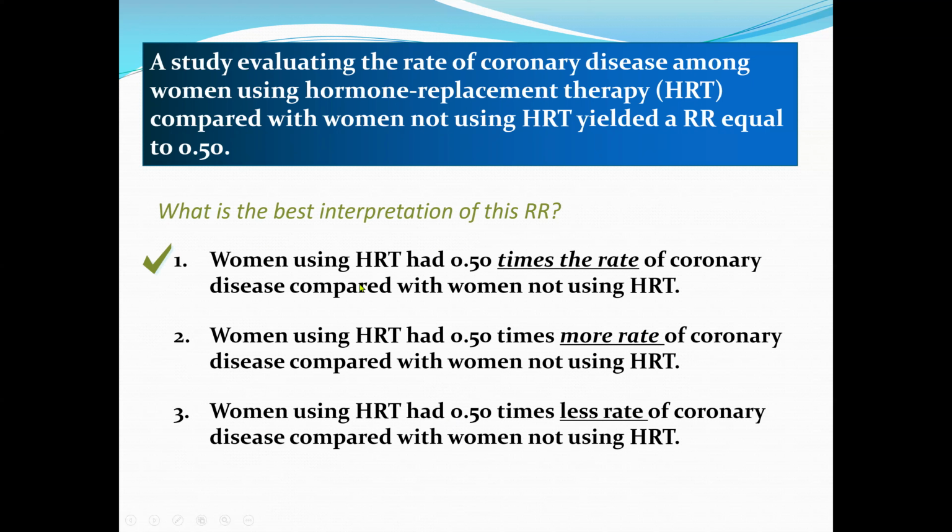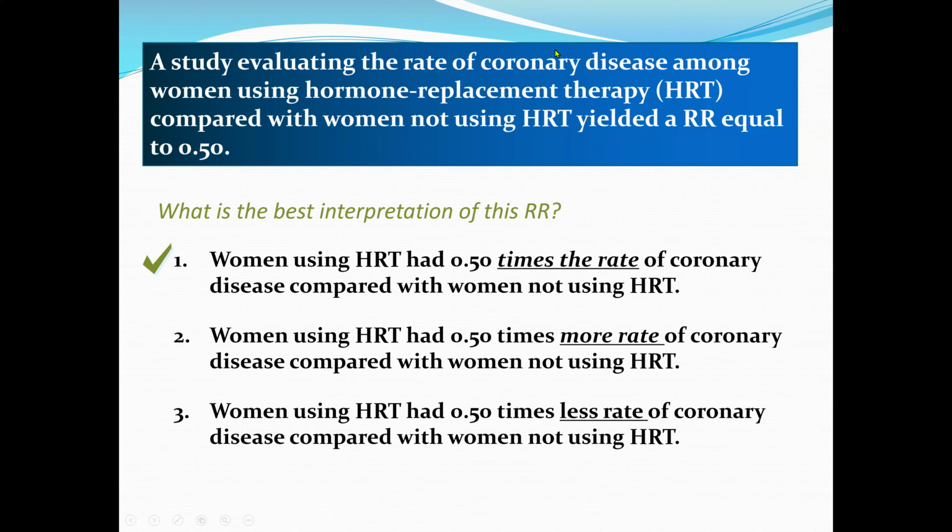So the answer here, again, this is a different question. It's a study evaluating the rate of coronary disease among women using hormone replacement therapy compared with women not using HRT, yielded RR equal to 0.50. So here we find the relative risk to be this. But when we look at the question, they say the study evaluates the rate of coronary disease among women using HRT compared with the women not using HRT.